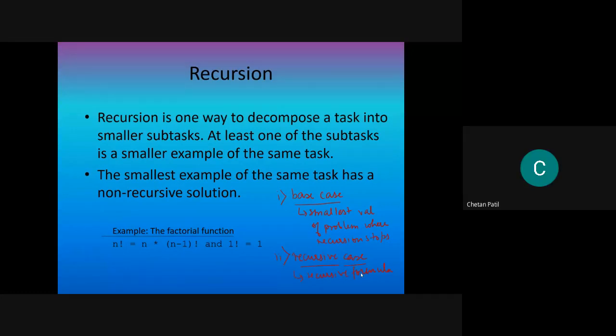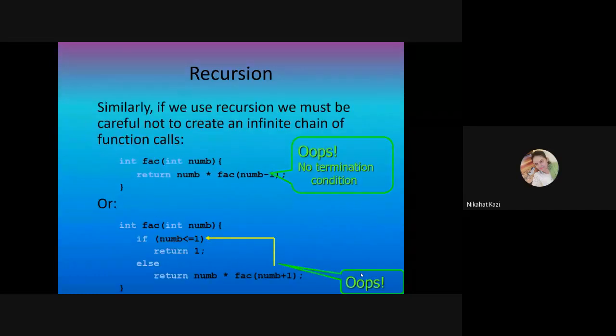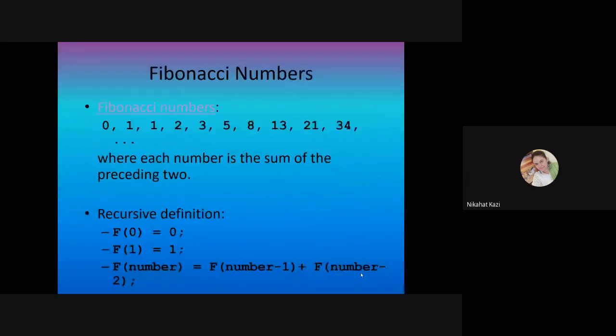And what was the mistake in the last problem? The last slide, this one. Yes, ma'am. In this case, you have written number plus 1, right? So number plus 1 will always keep on increasing the number, and your base case is number less than or equal to 1. That was the problem.